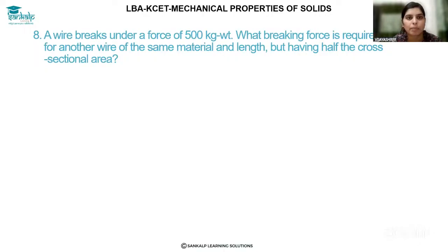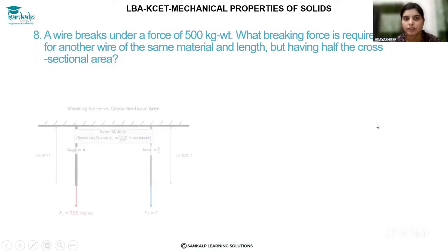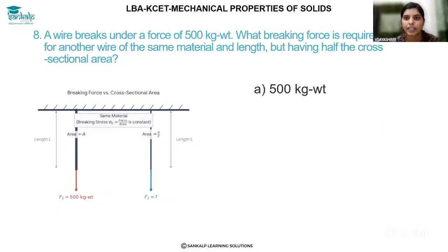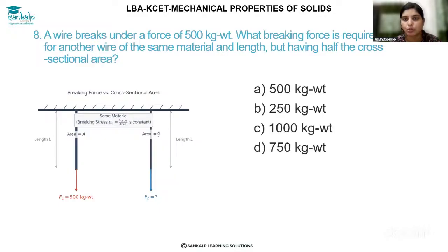We are discussing LBA KCET questions of the chapter Mechanical Properties of Solids. Let us look at question number 8. A wire breaks under the force of 500 kg weight. What breaking force is required for another wire of the same material and length but having half the cross section area of the first? Option A 500 kg weight, option B 200 kg weight, option C 1000 kg weight, and option D 7750 kg weight.